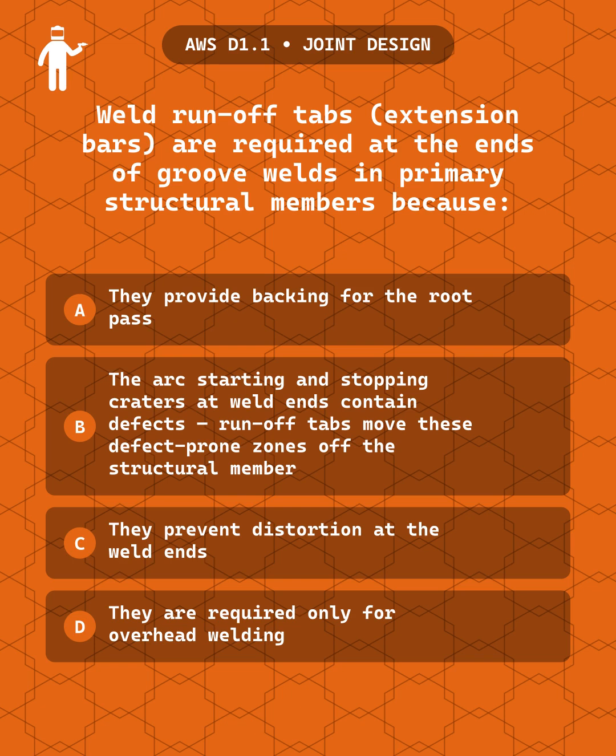Question 5. Weld runoff tabs are required at the ends of groove welds in primary structural members because, is it A, they provide backing for the root pass, B, arc starting and stopping craters contain defects, and runoff tabs move those zones off the structural member, C, they prevent distortion at the weld ends, or D, they're only required for overhead welding?